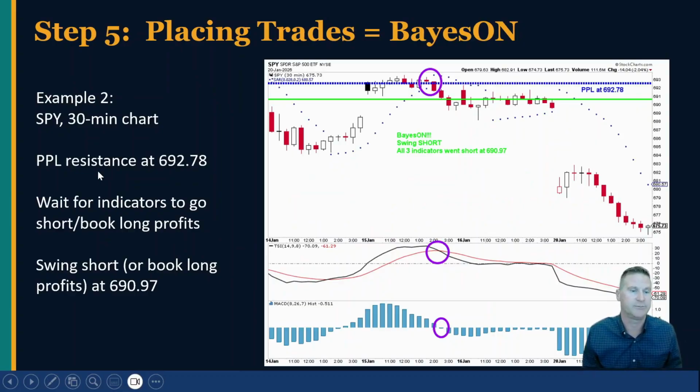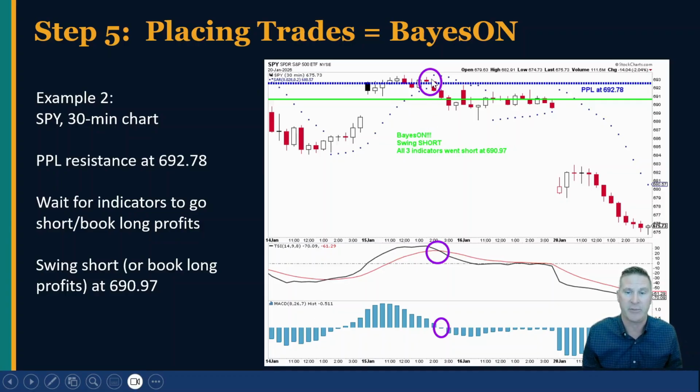Here's another example. We have a SPY 30-minute chart heading into resistance, and the PPL level is at 692.78. As the SPY price action works its way into the PPL, it's heading into resistance, and we're thinking about taking a short. Again, we throw in the optimal parameters for each one of our trade indicators.